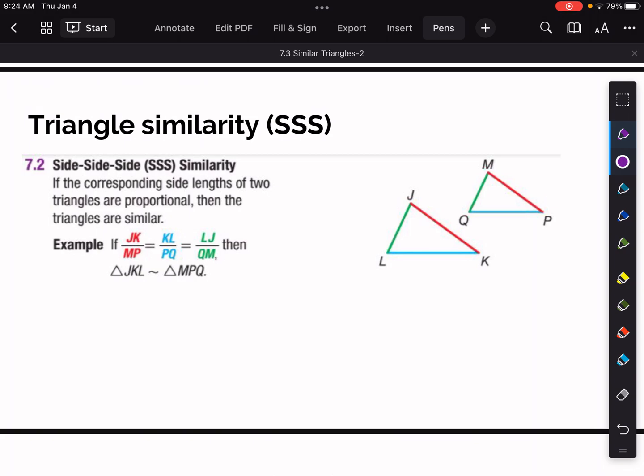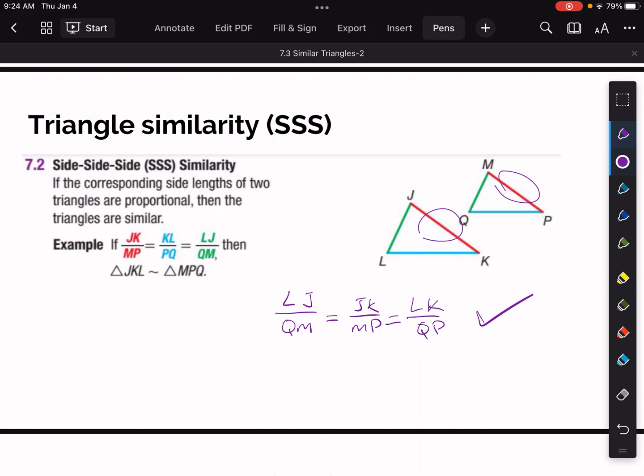For instance, here they color code it to make it nice. So if you looked at the green lines, LJ, we just call it LJ. If LJ over QM, and notice they don't give us any values here, is equal to JK, which would be the red, over MP, and that is equal to LK over QP, if that is true, then we know that the triangles are similar. That's the side similarity.